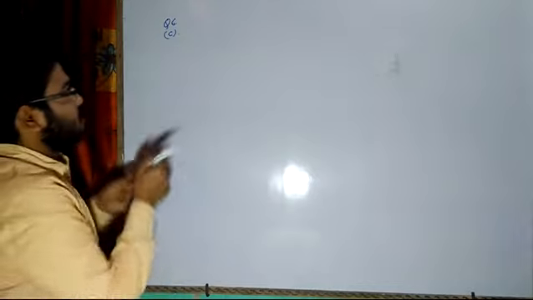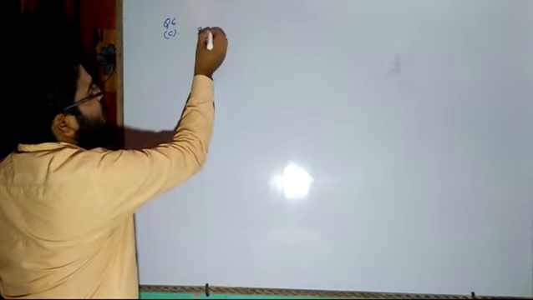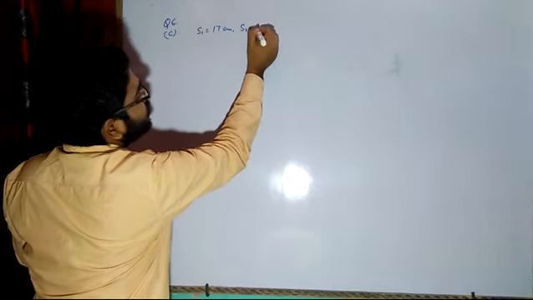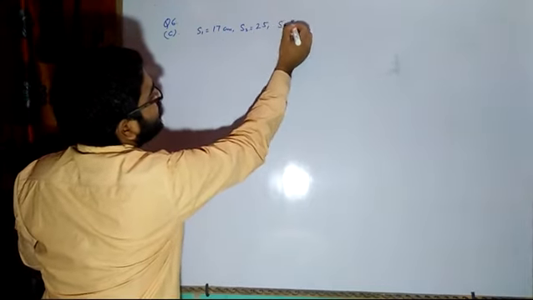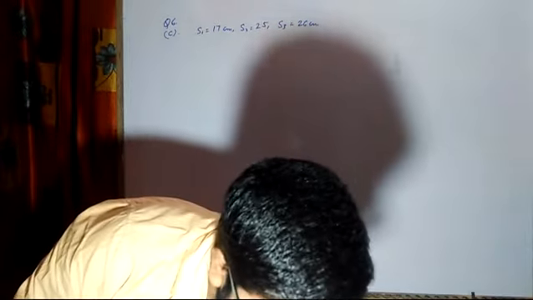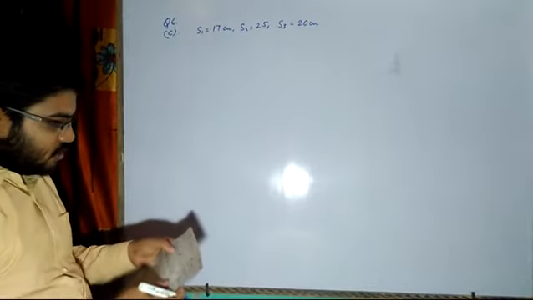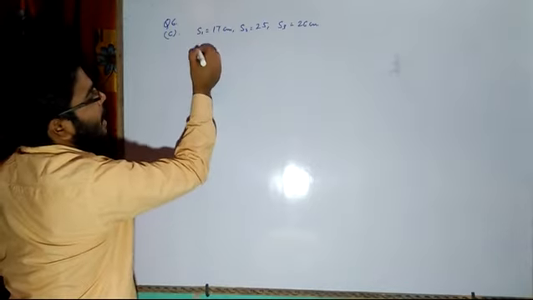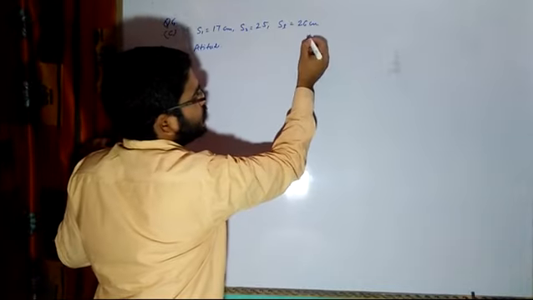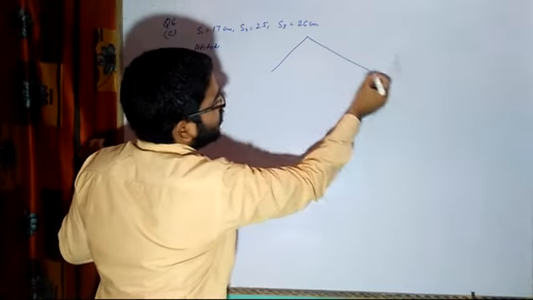It is given that the sides of the triangle are 17, 25 and 26 centimeter. The sides of the triangle are S1 is given 17 centimeter, S2 is given 25 and S3 is given 26 centimeter. Right. So 17, 25 and 26 centimeter, and we have to find the altitude. Now, I hope all of you know what is an altitude. If not, let me explain you once again.